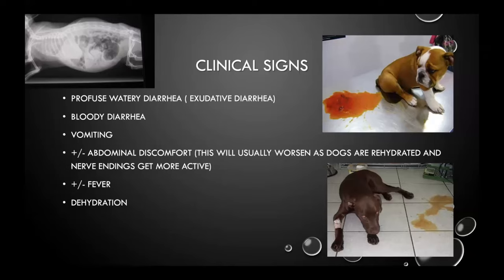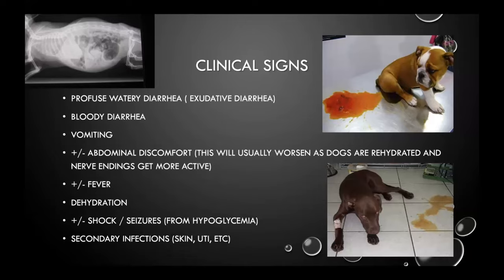Most of them are very dehydrated. Sometimes they'll come in shock, or if they're really little, they'll be having seizures from being hypoglycemic from the amount of volume loss. And they can get secondary infections on their skin, UTIs, other places, because their immune system has been whacked basically by the virus.